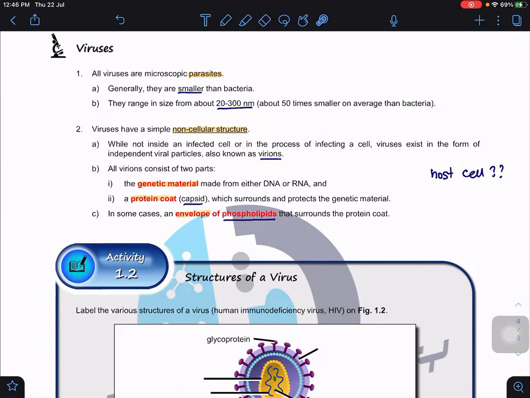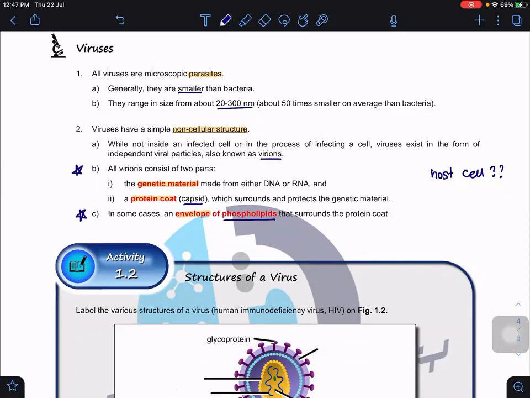Again, you do not need to know the word virion unless you come across it. From this part, what you need to know, put an asterisk or star here, are statements 2B and 2C. I will highlight the parts that you need to know. The non-cellular structure consists of two parts: genetic material and protein coat. All viruses must have these two parts.